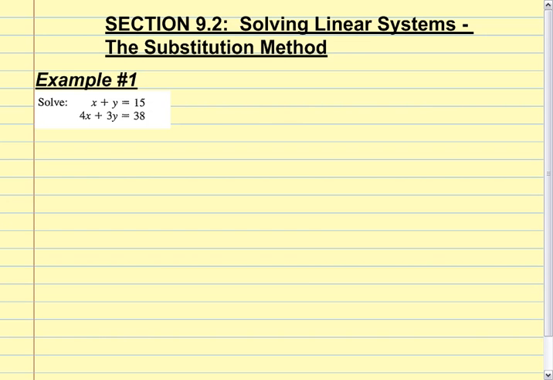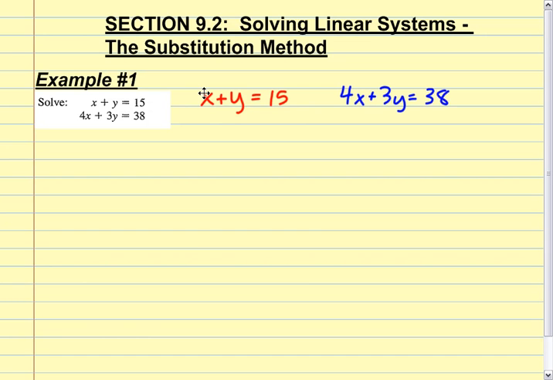So remember, a system of linear equations is just more than one linear equation, all right? So we've got two here. I'm going to rewrite them. I'll do x plus y is equal to 15. And then the second equation I'll write in blue: 4x plus 3y is equal to 38.